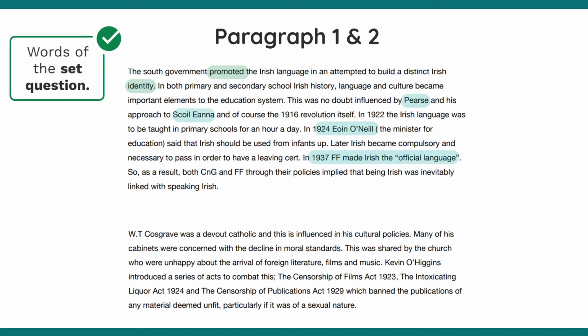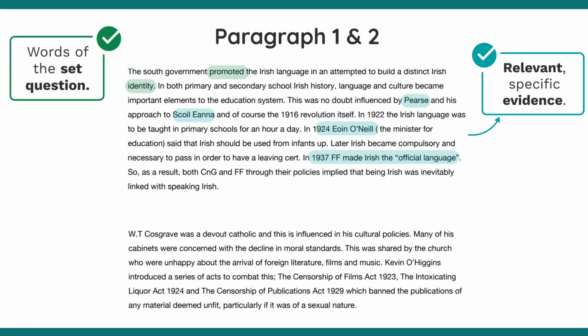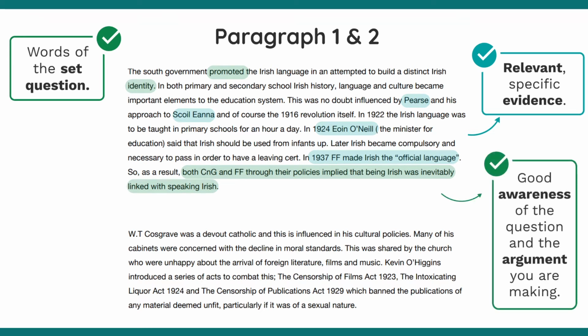Then they give, you see there, lots of really specific, relevant evidence to back up their argument. They know their stuff. At the end of this paragraph, it finishes off with, "both Cumann na Gael and Fianna Fáil, through their policies, implied that being Irish was inevitably linked with speaking Irish." They are aware of the question and the argument that they're making. So this paragraph was about the Irish language and the link between the Irish language and the cultural identity of the South. Then they give specific facts about the promotion of Irish language.